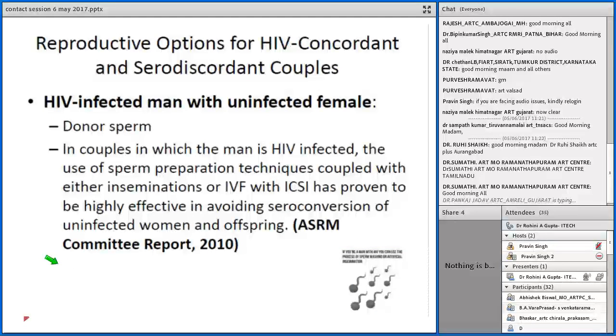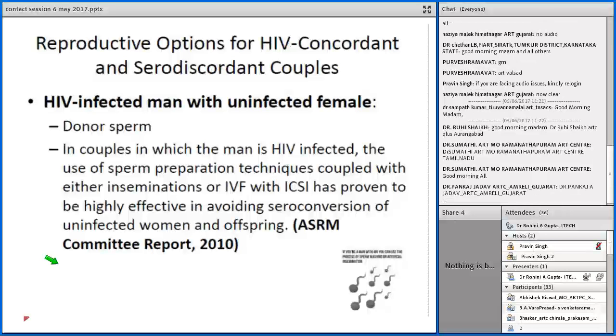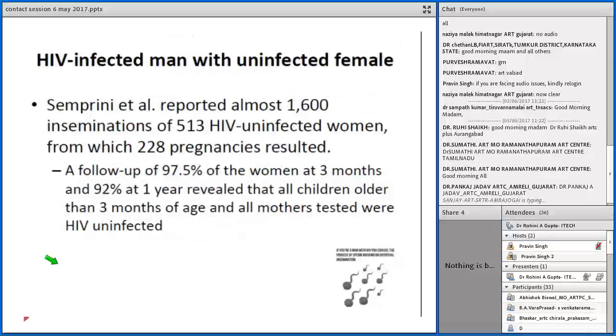Reproductive options in an HIV infected man with an uninfected female. What we do is use donor sperm, or in couples in which the man is HIV infected, the use of sperm preparation techniques coupled either with insemination or IVF is proven to be highly effective in avoiding seroconversion of uninfected women and offspring. This is what the committee has said. So with IVF done, there are very low chances of infection to the uninfected mother, and the baby also is unaffected.